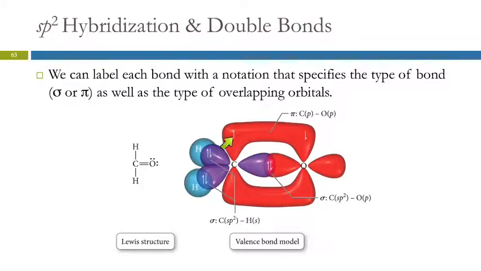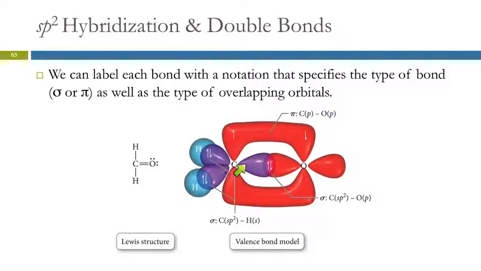So this bond here is a pi bond because the orbitals are overlapping side to side. So we write pi and then a colon, and then it's between carbon, which is using a p orbital, and oxygen, which is using a p orbital. So carbon p, dash, oxygen p.